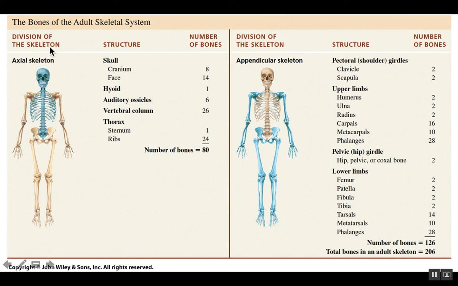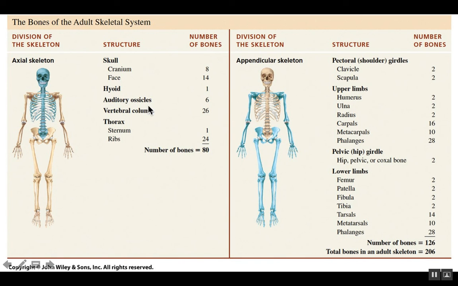As you can see here, the axial skeleton consists of bones that lie along the vertical axis of the body. They include all the bones that form the skull, which consists of 8 cranial bones and 14 facial bones. There's a bone called the hyoid bone, which lies just beneath your tongue, and it is situated in the cervical area, or in the neck.